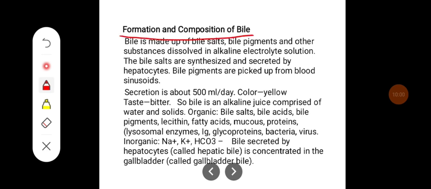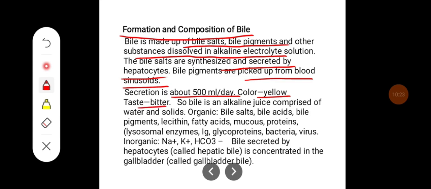Formation and composition of bile. Bile is made up of bile salts, bile pigments, and other substances dissolved in alkaline electrolyte solution. Bile salts are synthesized and secreted by hepatocytes. Bile pigments are picked up from blood sinusoids. The secretion of the bile is around 500 ml per day, and it has a yellow color.